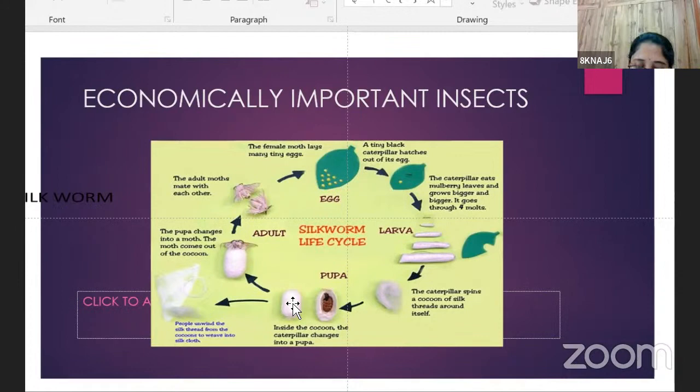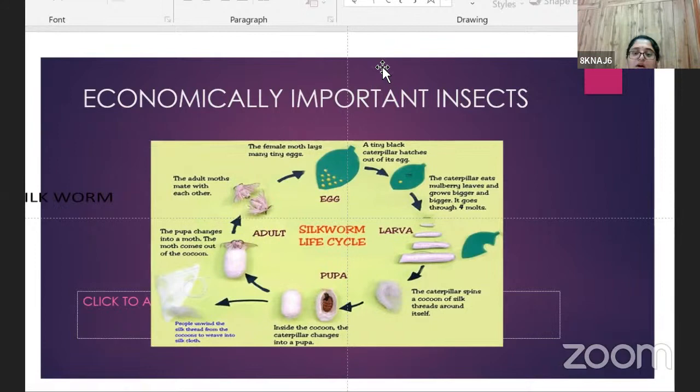So the salivary glands of the silkworm are transformed into the silk glands. They produce silk proteins, which are fibroin and sericin. And through the spinneret, it comes out and then it forms the pupa or the chrysalis. Inside this, it undergoes metamorphosis, that is, it becomes the adult moth. And after the cocoon is broken, the silk moth comes out. And then again, the same process continues.